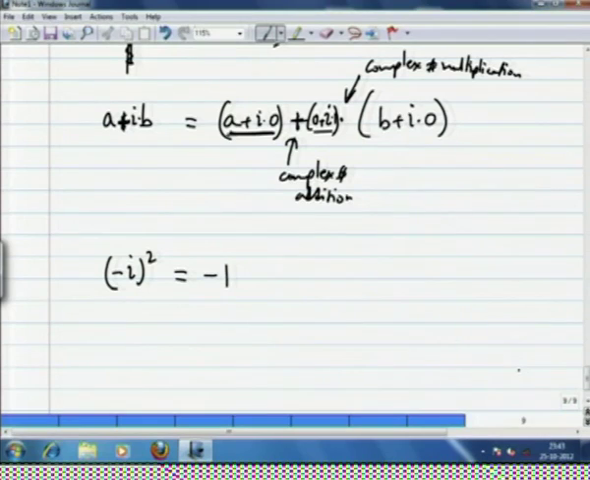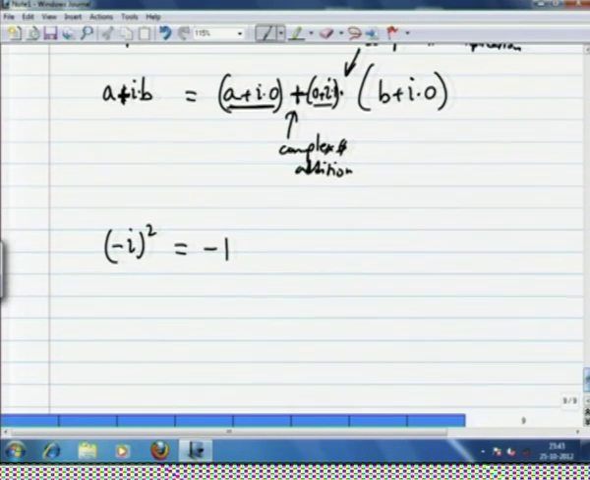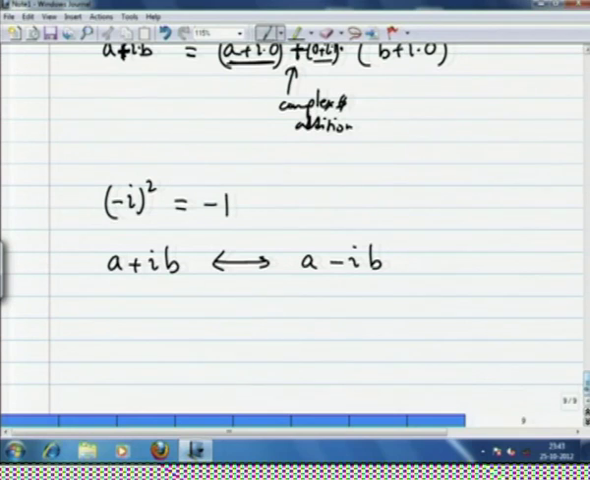So, notice that a plus i b, well, notice first that minus i squared is also equal to minus 1, and so minus i could have equally done the job as i did. So, with that as motivation, we will look at a plus i b transforming itself as a minus i b. So, we could have started off by a parallel definition or specification of a complex number as a minus i b instead of a plus i b.